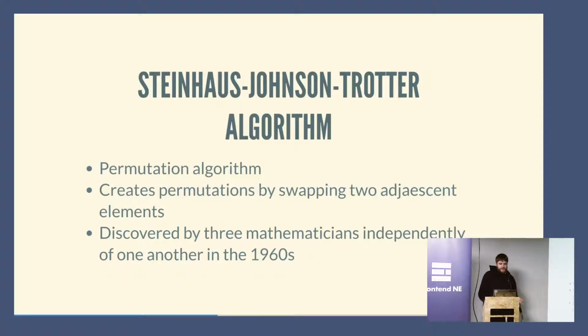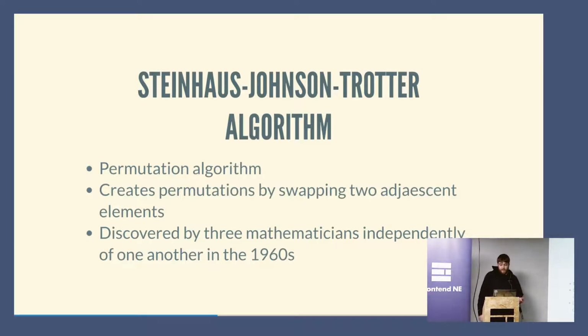One way to manage these sequences is using a thing called the Steinhaus-Johnson-Trotter algorithm. It's a permutation algorithm, which means that it generates all possible combinations of a sequence. But this one does it in a particular way where it only swaps two adjacent elements at a time, which is how change ringing is performed.